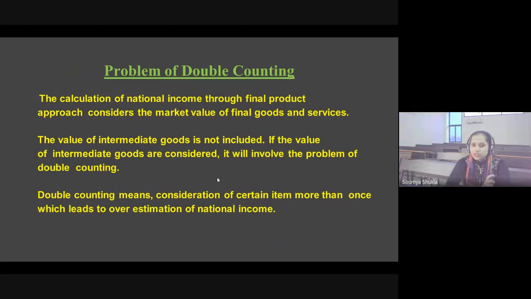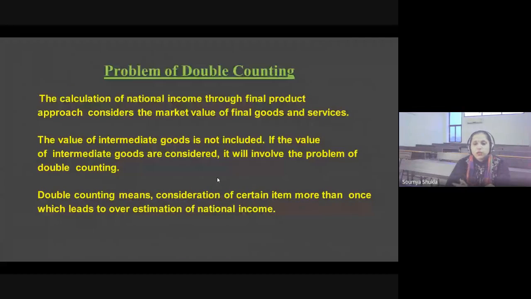In between, the term double counting comes. When we calculate the national income through the final product approach, considering the market value of final goods and services, the value of intermediate goods is not included. If it is considered, it involves double counting. Double counting means consideration of a certain item more than once, which leads to overestimation of national income.